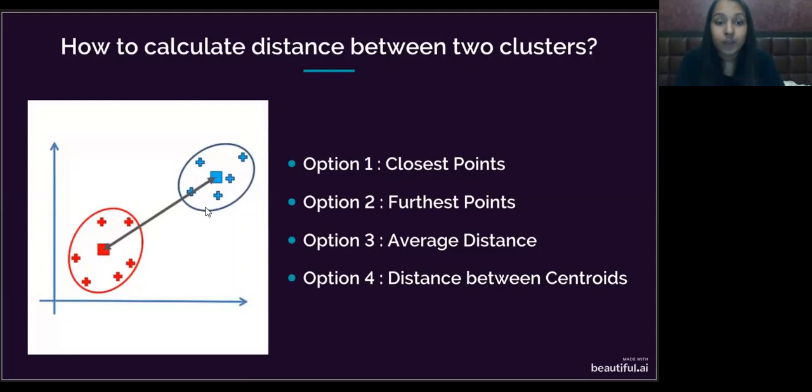It is a very important part of clustering how we define the distance between two clusters, because that can significantly impact the output of the algorithm, and that depends on the problem on which we are going to apply the algorithm.